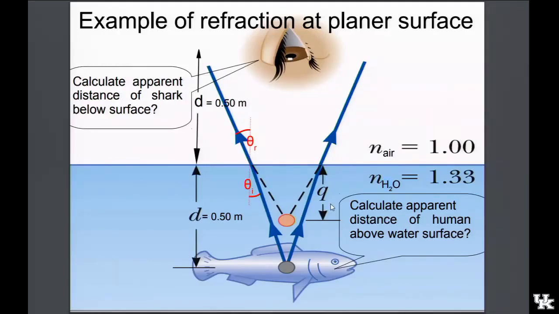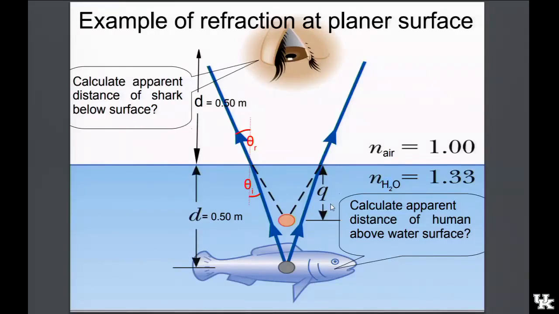So here we are at the beach again, and I'm looking in the water, and I see this shark. And I'm 0.5 meters above the surface of the water, and the shark is 0.5 meters below the surface of the water. And what we're actually going to compute, we're going to compute two things. We're going to figure out how deep I see the shark as being, the apparent depth of the shark. So that's the location of the image of the shark. We're going to figure out where I see the image of the shark.